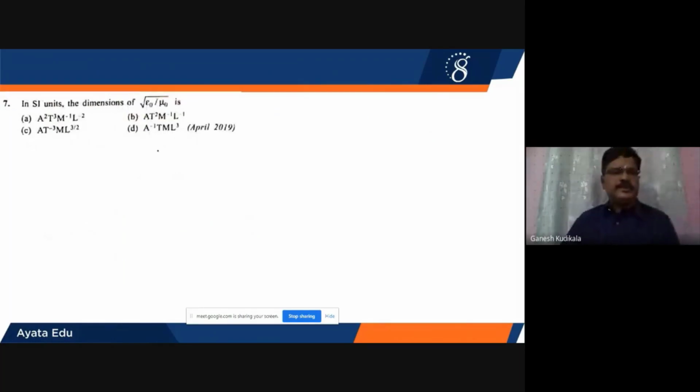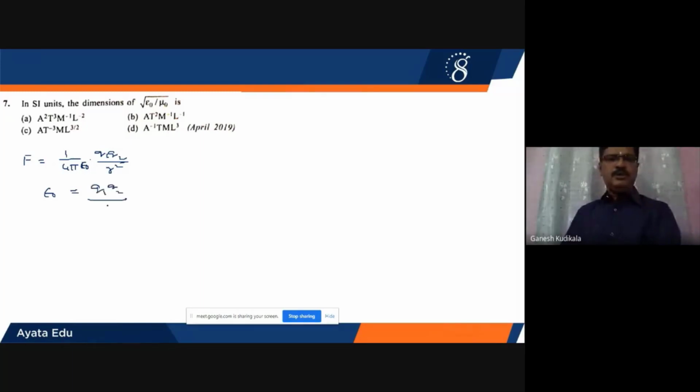Seventh one. In SI units, the dimensions of epsilon naught, permittivity of free space, divided by the permeability of free space. In order to evaluate this one, first let us go for Coulomb's inverse square law. Coulomb's inverse square law in electrostatics is given by F is equal to 1 by 4 pi epsilon naught into Q1 Q2 by R square. I want only epsilon naught, and these two are constants. So epsilon naught will be equal to Q1 into Q2 divided by F into R square.